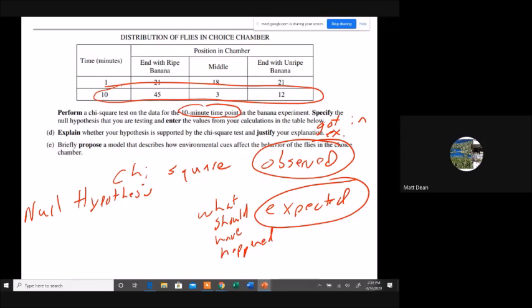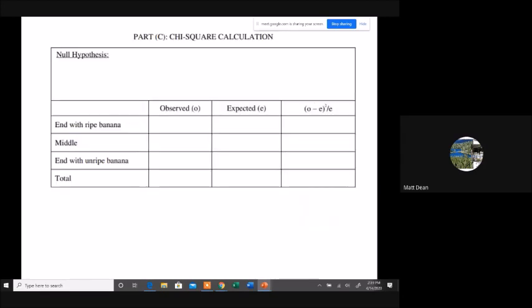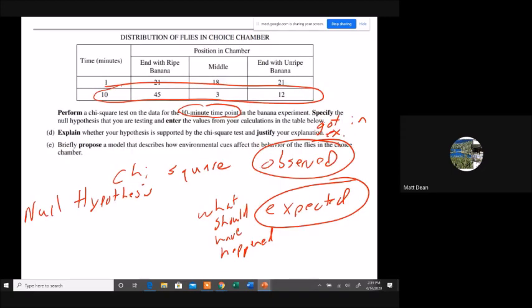fruit flies in this case have no attraction to ripe bananas or unripe bananas. So therefore, the flies should be evenly distributed between the end with a ripe banana, the middle, and the end with the unripe banana. So essentially, the presence of the banana has no effect on where the flies locate themselves. That's our null hypothesis. So now we want to test it. And they gave us this data table right here. So notice observed, end with ripe banana, 10 minutes, 45.